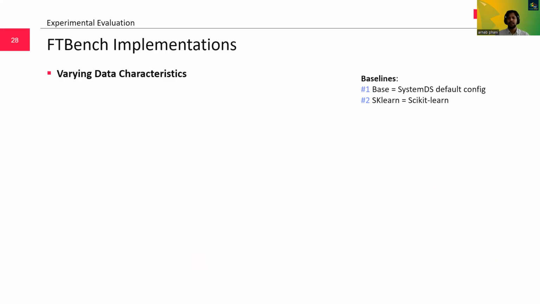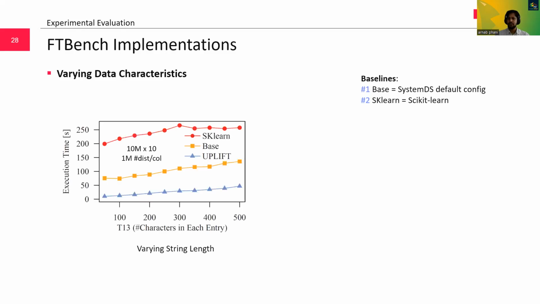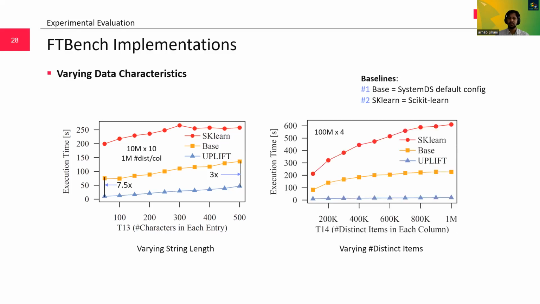Finally, we evaluate the use cases reported by the earlier work. First, we systematically vary the string lengths from 50 to 500. UPLIFT is consistently faster. However, the speedup drops with increasing number of characters due to more cache misses. Second, we vary the number of distinct items from 100K to 1 million per column. We see increasing speedup up to 30x and 11x for scikit-learn and SystemDS respectively due to multi-threaded latency hiding.